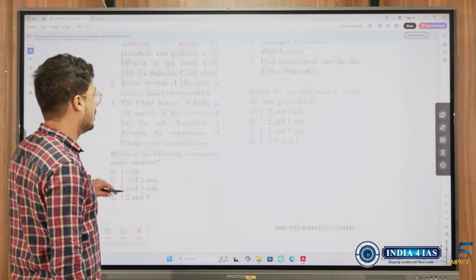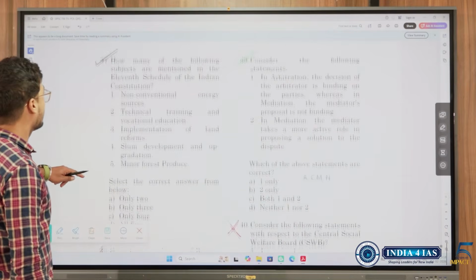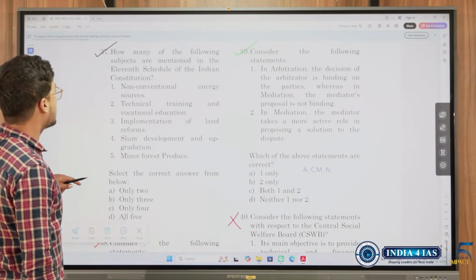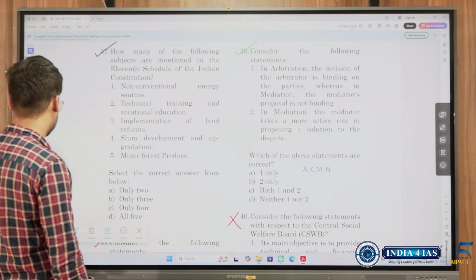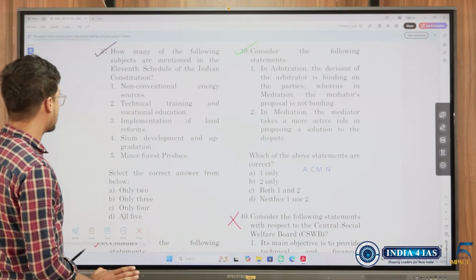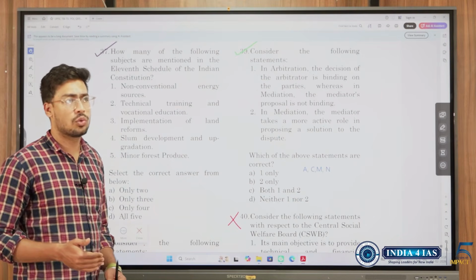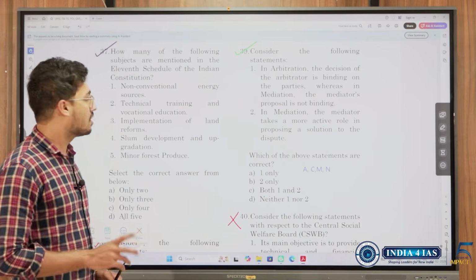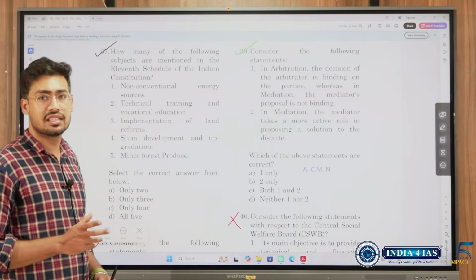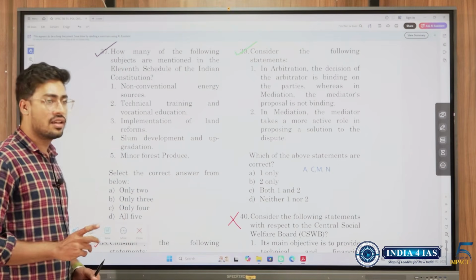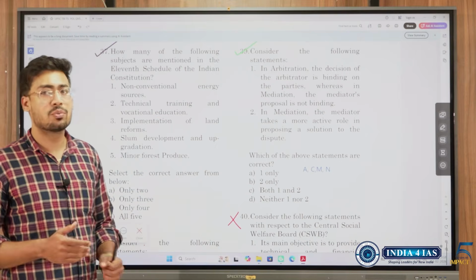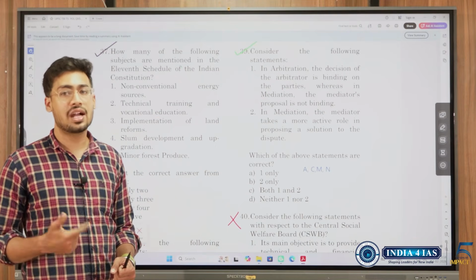We'll move ahead. How many of the following subjects are mentioned in the 11th schedule? Now this is a simple question. In the 11th schedule there are 29 subjects I suppose, and in the 12th schedule there are 16 or so subjects, and which are those subjects we will have a broad idea, but it may be hard for us to remember all those subjects.